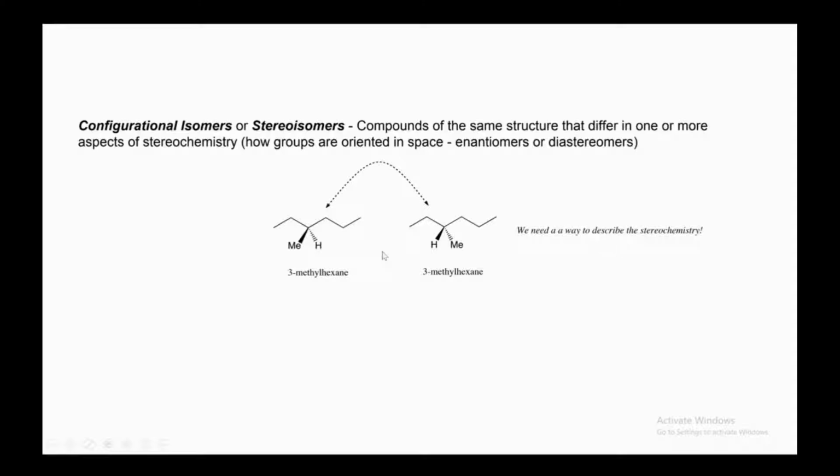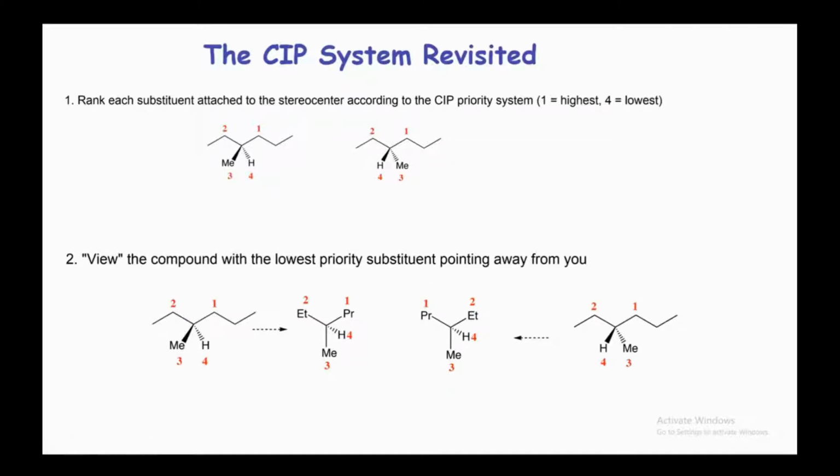So what is configuration? It could be R or S configuration according to the Cahn-Ingold-Prelog rules, abbreviated as CIP rules. Let's move on to the CIP system revisited. There are certain rules before we start applying this system to compounds. Number one is to rank each substituent attached to the stereocenter according to the CIP priority system. 1 will be the highest and 4 will be the lowest.